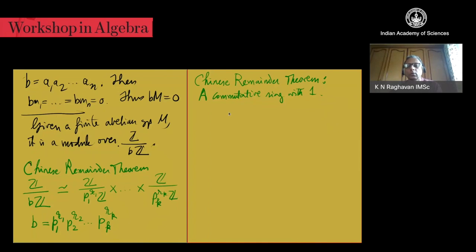And then let A and B be ideals. I guess everyone is familiar with the notion of an ideal. If the ring is not commutative, then you have right ideals, left ideals and two-sided ideals. But since I've assumed that the ring is commutative, all these notions coincide. We have just one notion of an ideal. And suppose I have two of them, A and B, that are comaximal.